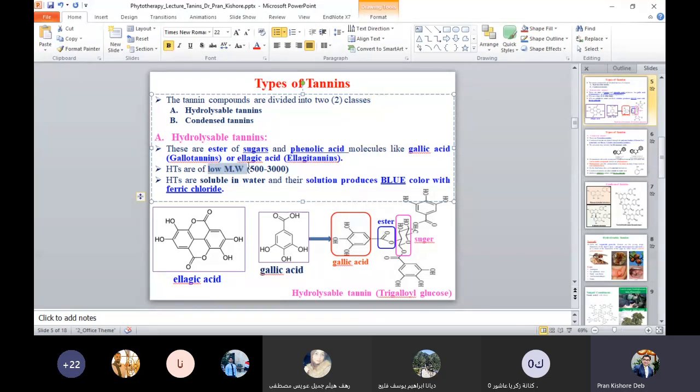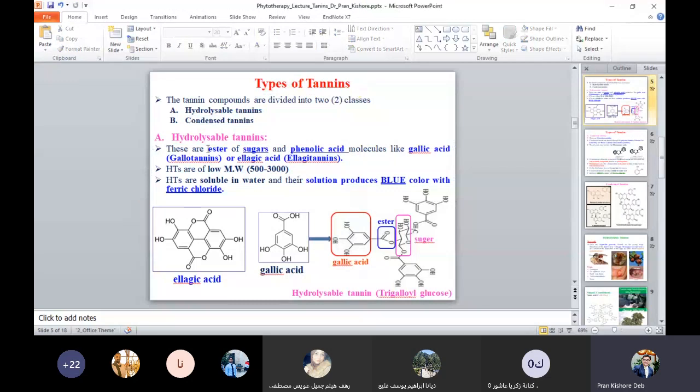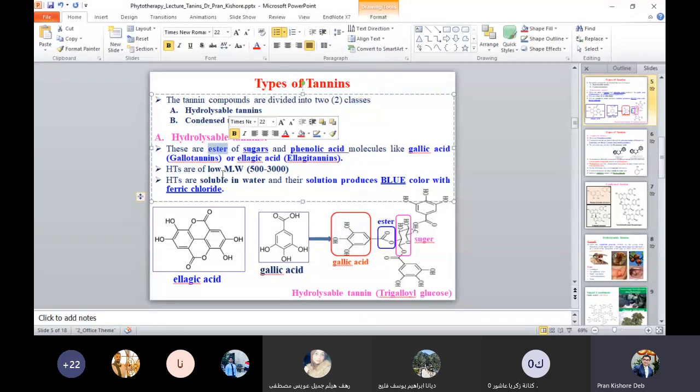Remember, you need to remember the difference between hydrolyzable and condensed tannins. After I teach both types, I will ask you the difference. So first point you need to remember, they are the esters of sugar and phenolic acid. Their molecular weight is low. Third point, they are soluble in water, and their solution produces blue color with ferric chloride. Whereas in case of condensed tannin, they produce green color with ferric chloride. And condensed tannins have high molecular weight, whereas hydrolyzable tannins have low molecular weight.